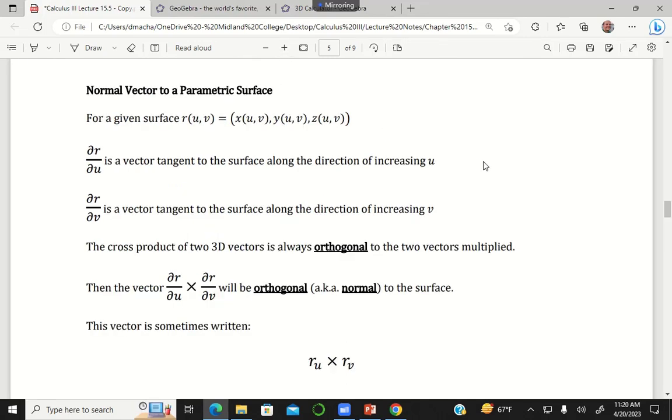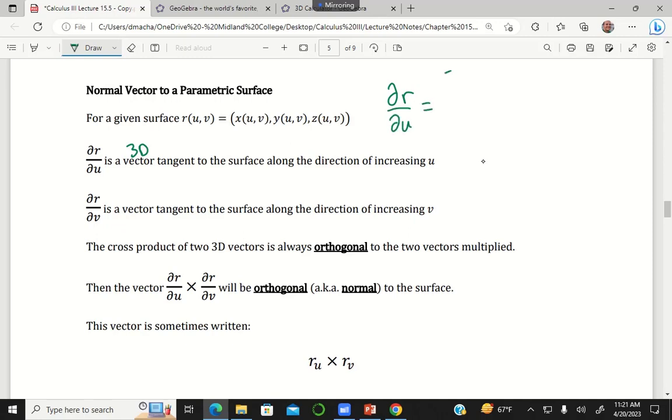So if we name our surface a little lowercase r, then this partial derivative of r with respect to u would be a vector. It would be a 3D vector that's tangent to your parametric surface, and it's going to point along the direction of increasing u, because again, we're talking about the partial of r with respect to u.